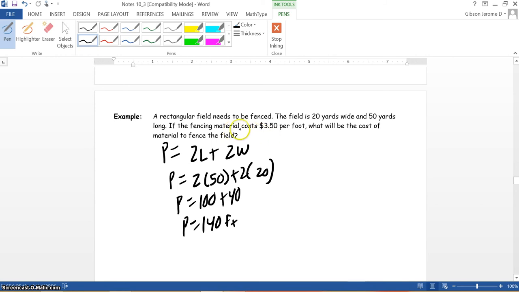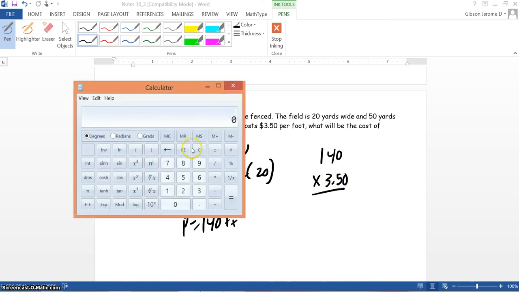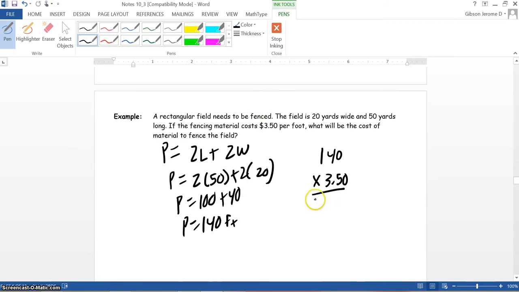Now we're told that the material costs $3.50 per foot. So we would take 140 times $3.50. Now we could use our calculator here. So we have 140 times 3.50. And that gives us $490. And that is the total cost. It's $490.